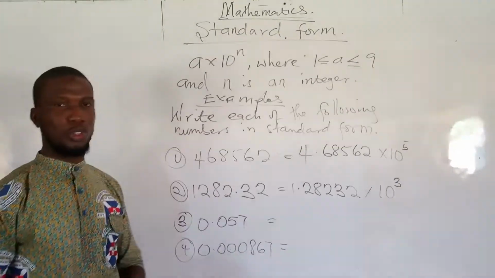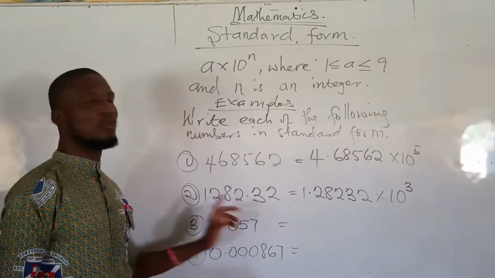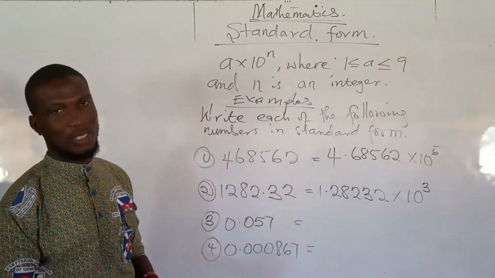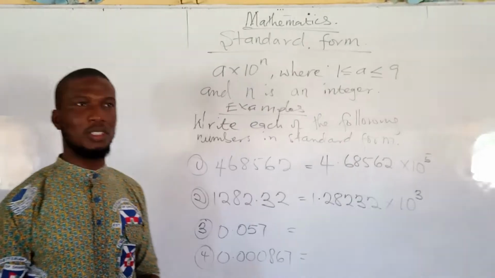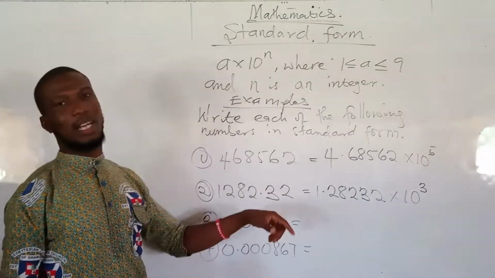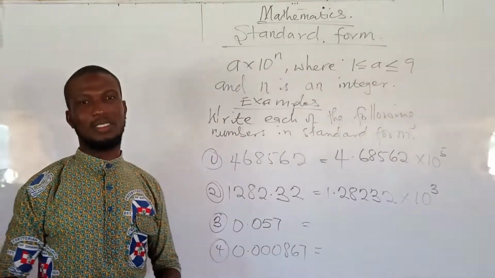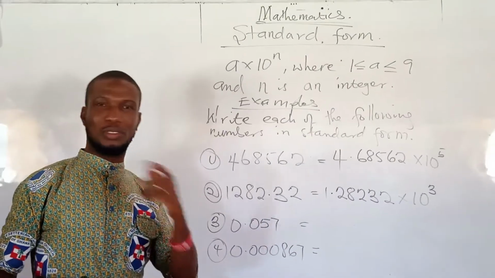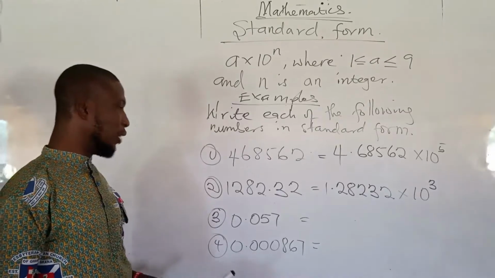Let's go straight to question 3, which is 0.057. This is the first question on the second explanation I gave about the movement of the point. Here we are moving the point towards the right. So what does that mean? Good. It means that we are now going to have a negative exponent because we are moving the point to the right.